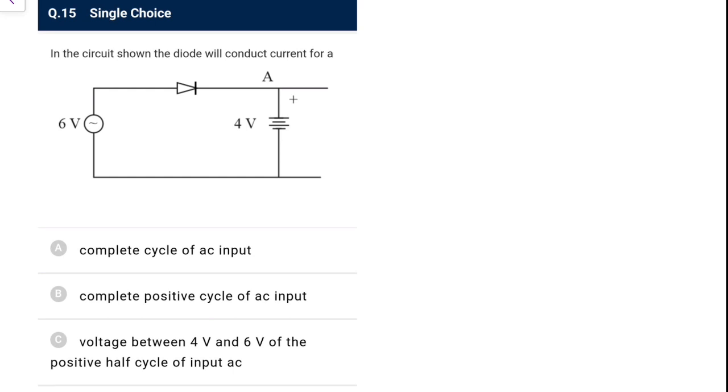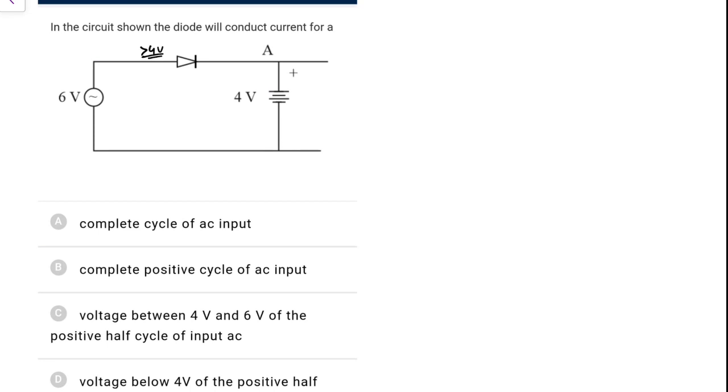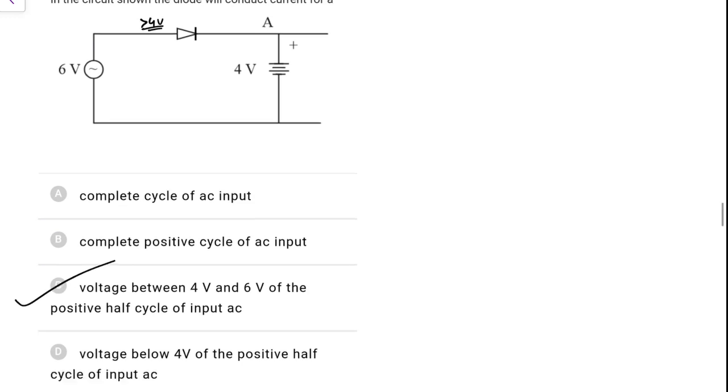In the circuit shown, for the diode to conduct current, it should be forward biased. This is 4, so the positive side should be greater than 4 volts. So it would not be the complete positive cycle. It will conduct only when it is greater than 4. So option C is the most appropriate that you can take here.